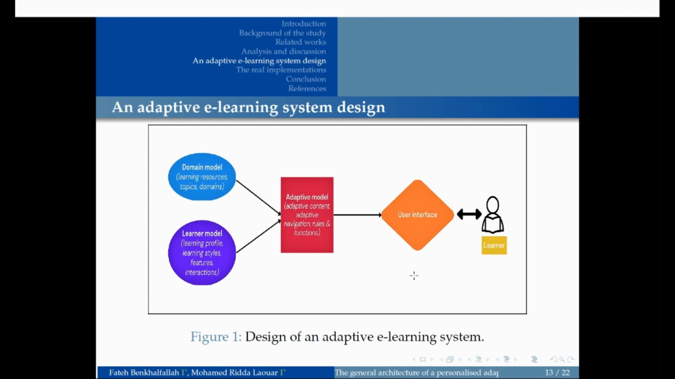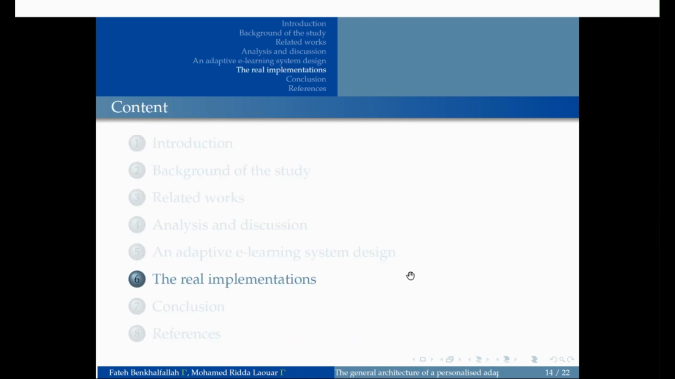The fourth one, user interface, acts as an interface enabling the student to interact with the system. It is dynamically generated based on decisions made by the adaptive model regarding the selection and display of content in the interface. The real implementations.